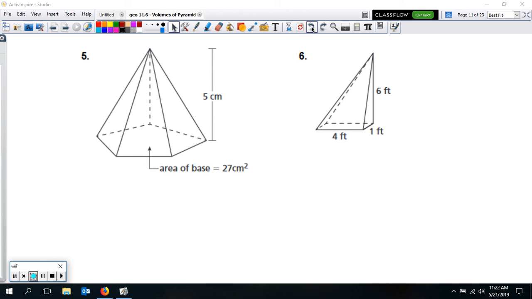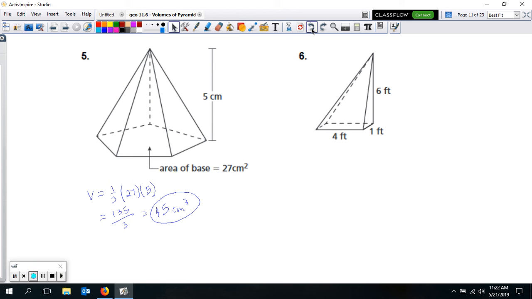So for this one, we're going to be saying volume is equal to 1/3. Start off with that 1/3. Base area is the 27, and then the height is 5. And you could say 3 goes into 27 9 times, and just 9 times 5. Or you could say 27 times 5 is 135 divided by 3, so 45 centimeters cubed. That would be our answer on that one.